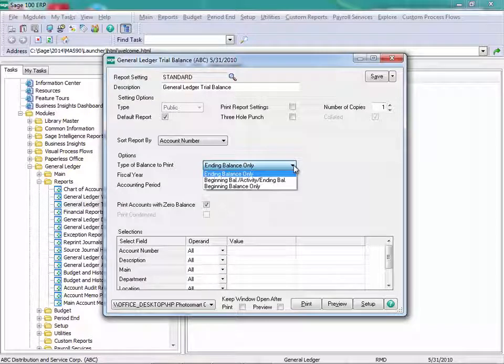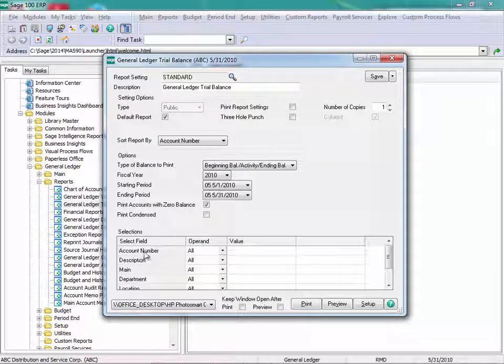Now you would use this report to balance your subsidiary modules and use the selection to identify which account. So if I was reconciling accounts payable, I would pull only the accounts payable account number or account numbers. When I'm looking at balancing my entire general ledger, I'm pulling all of my accounts. If you want to print those with zero balances, that's your option as well. Let's firstly pull this with just the ending balance.